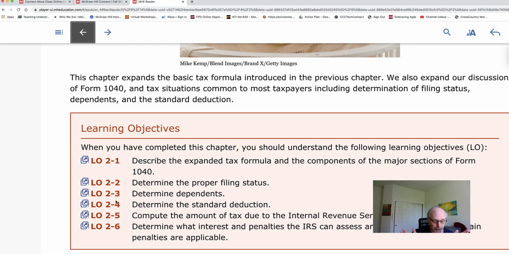Hi! Chapter 2 expands the tax formula we introduced in Chapter 1, introduces some new tax concepts, and looks in a bit more detail at Form 1040. There are some concepts that you should spend extra time on, and you'll realize that as you see this because they're kind of sticky. So you want to spend some real quality time on language and understanding the terminology that's used.